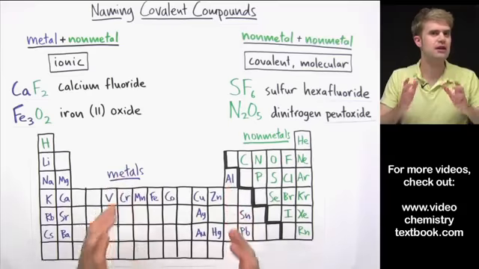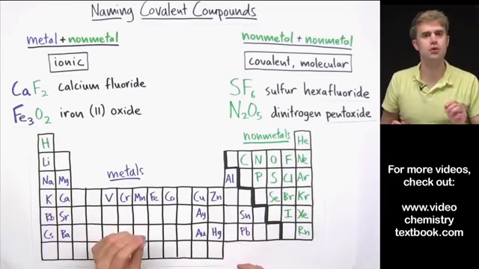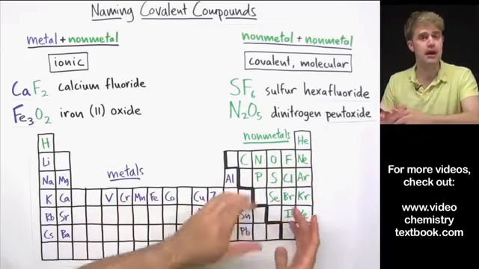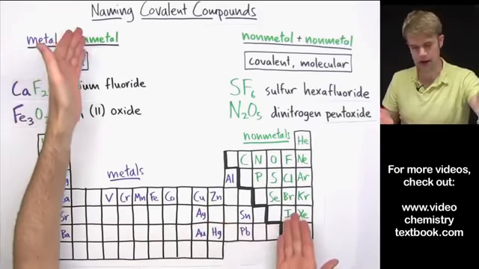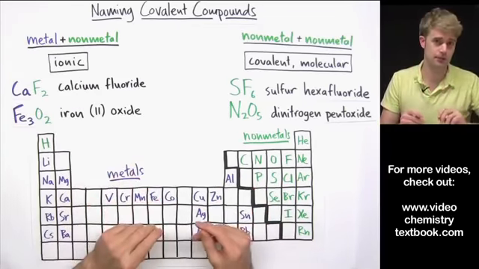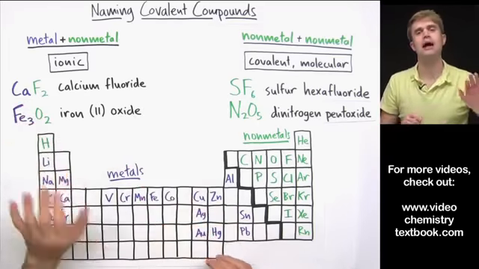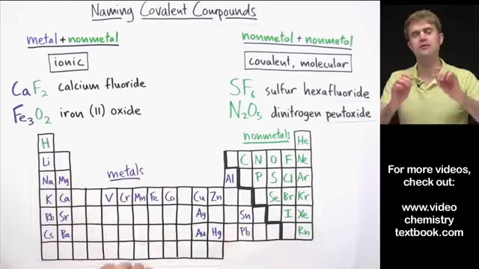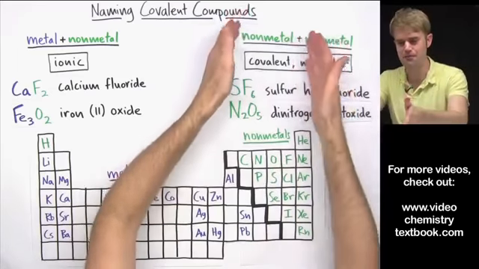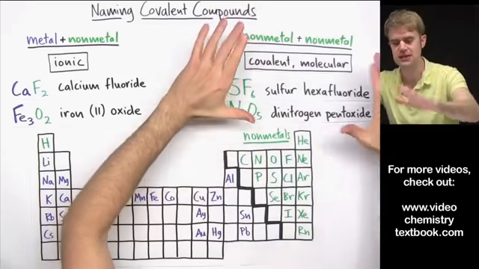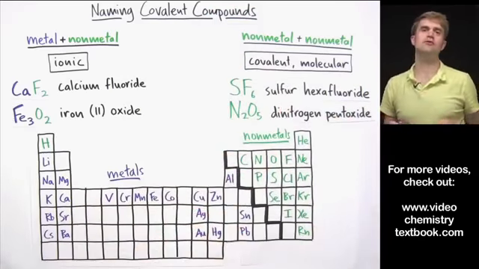So if you have to name a compound, the first thing you want to do is figure out what type of elements are in it. If the compound is made of a metal and a nonmetal, it's an ionic compound. I have a whole bunch of videos on how to name ionic compounds and how to write formulas for them. If you need to name a compound made of a nonmetal and another nonmetal, that's a covalent or molecular compound, and naming these is what this video is going to focus on.